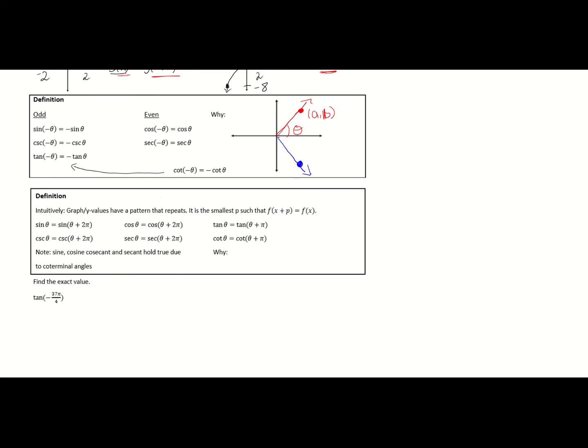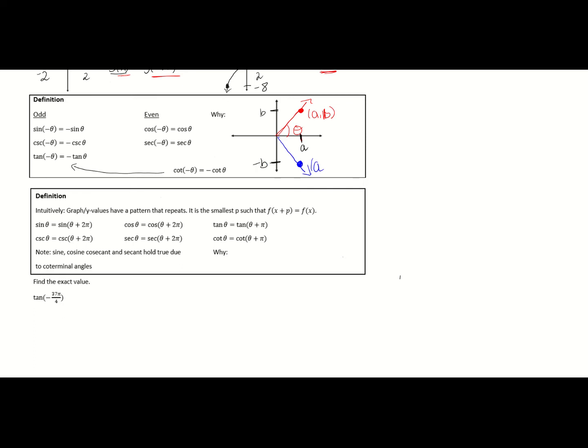Well, if you think about it, in terms of the x coordinate, the x is exactly the same. It's still A. So because cosine is the x value, this is why cosine stays the same. Whether you go counterclockwise or you go clockwise, the x is the same. However, what has happened to the b? Well, the b is no longer the same. If this was b here, now I've gone down, so this is negative b.